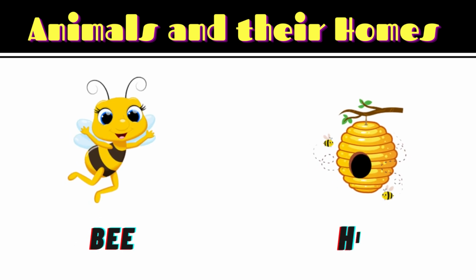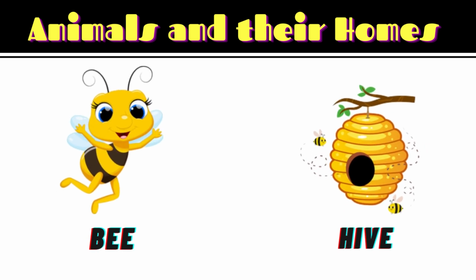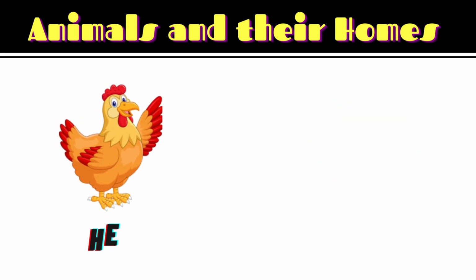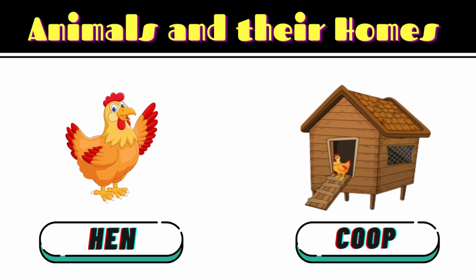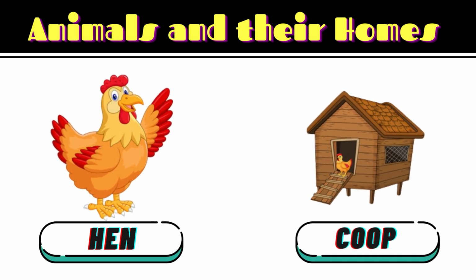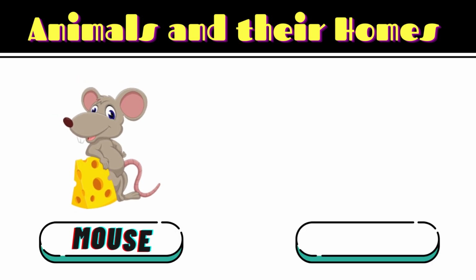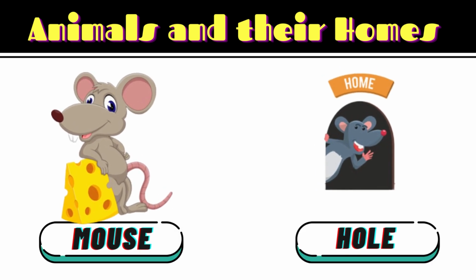Bee. Bee lives in a beehive. Hen. Hen lives in a coop. Mouse. Mouse lives in a hole.